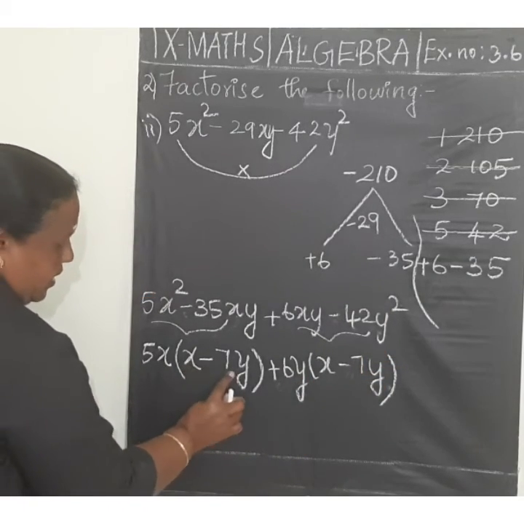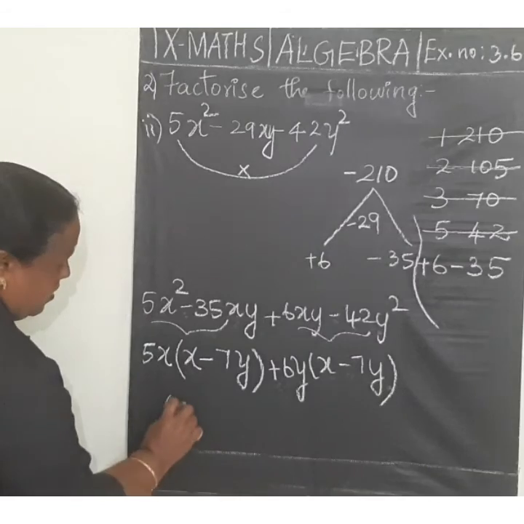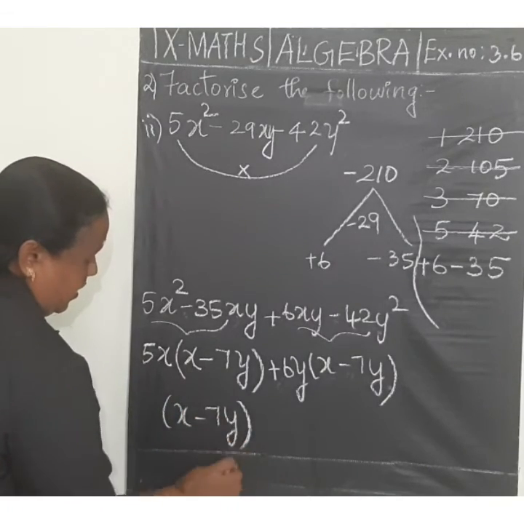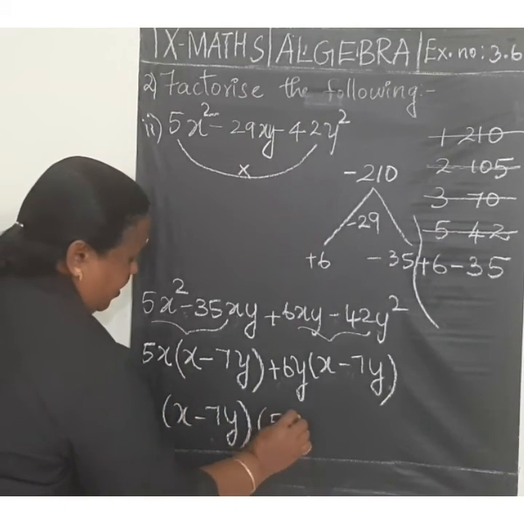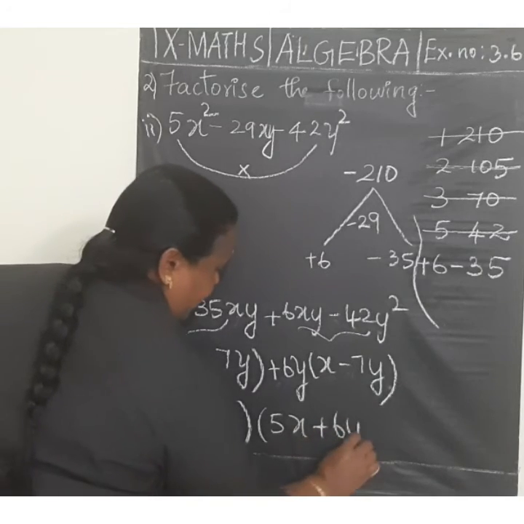Now x minus 7y, here also x minus 7y. So x minus 7y is common. Then the remaining term is 5x plus 6y.